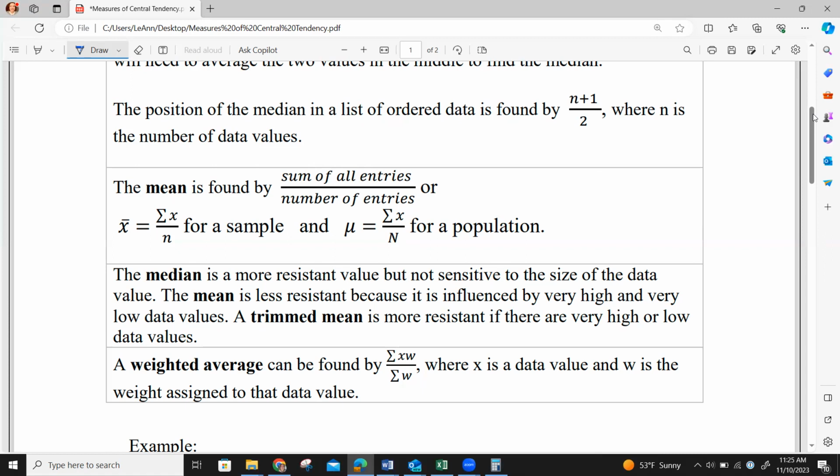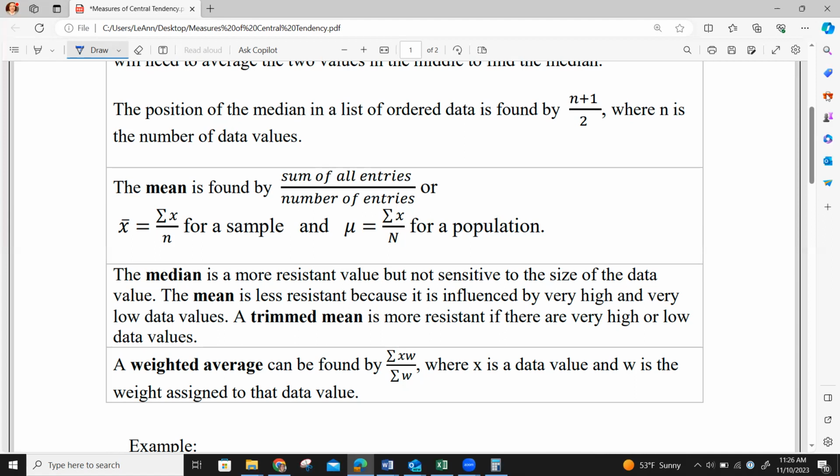If you have your entire population, that means you have all of the data for the entire population. You're not taking a smaller sample. We call that mean mu. It's this Greek letter, and it's the sum of all the x's still, but divided by the total of the population. So the big N stands for the population, the number of items or objects, whereas little n just means the size of the sample.